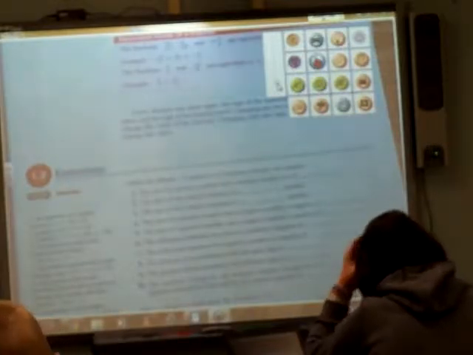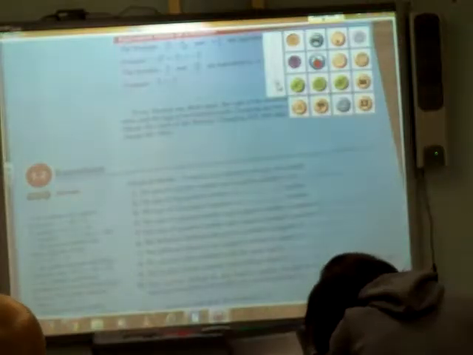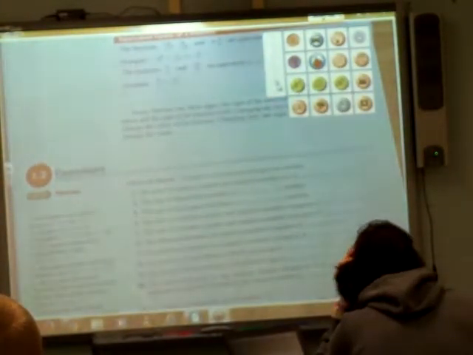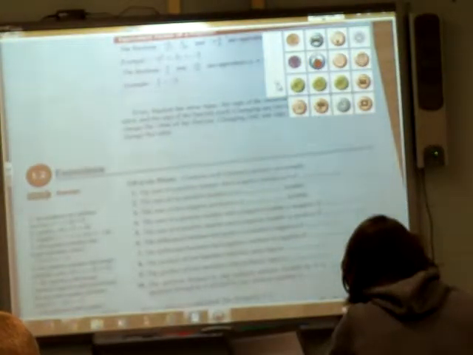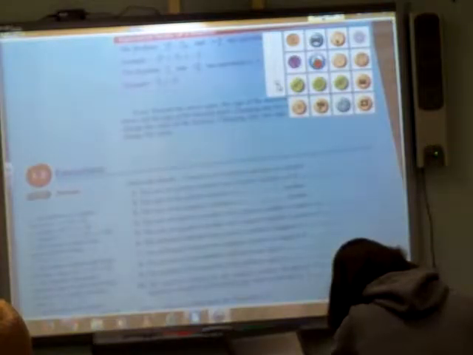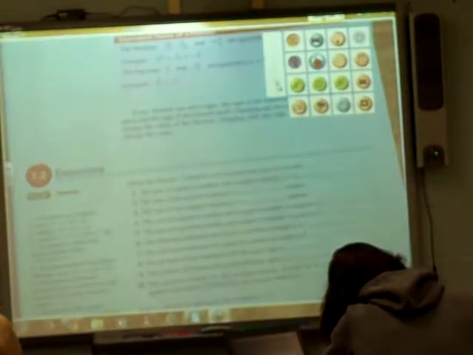All right, so you don't have to write the whole question down. You're just going to write your answer to fill in the blank, and I'll go slow and read them with you. Then we'll talk about them after we get them all done. Number one, the sum of a positive and a negative number is zero if blank.